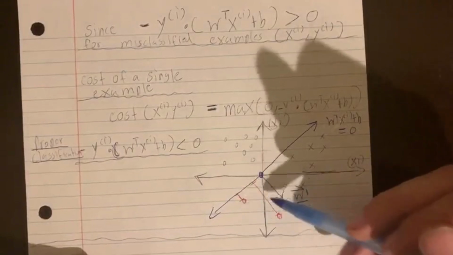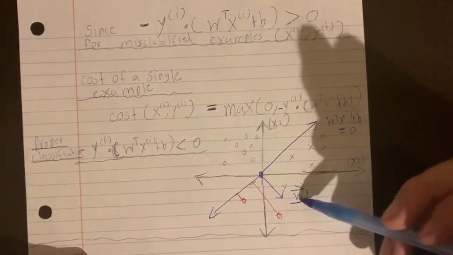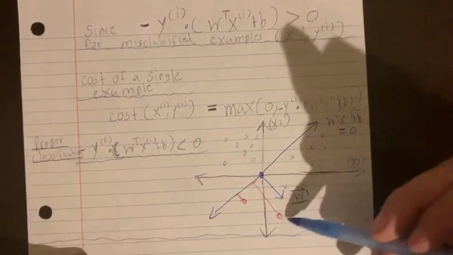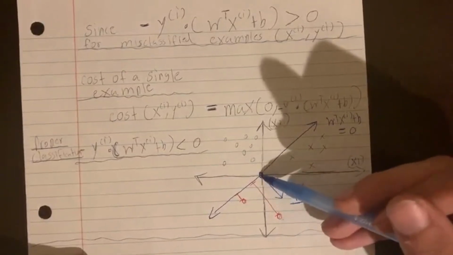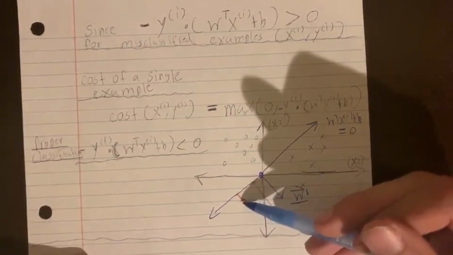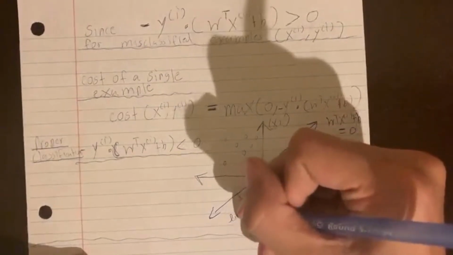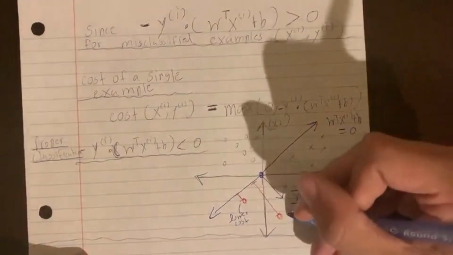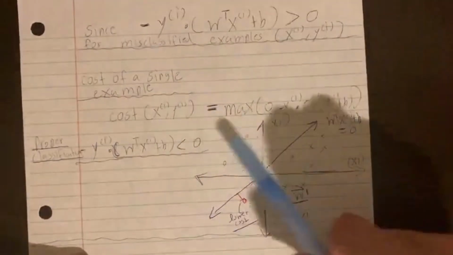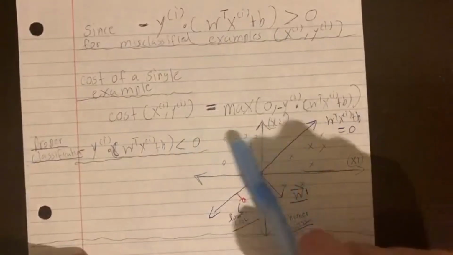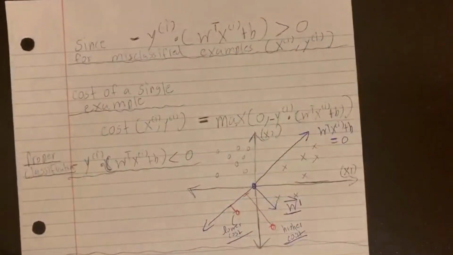And so in this case, w transpose times x of i, the dot product between w and x of i, is going to be large because this point is very far away from the decision boundary, but this one is going to be very small because it's a very small distance away from the decision boundary. So this one is going to have a lower cost, and this one's going to have a higher cost. And so this is why this function here is going to be our cost function for any given misclassified example. And let's move on.